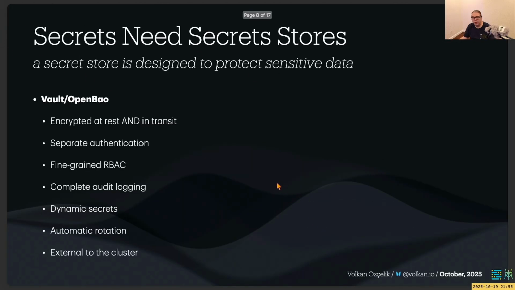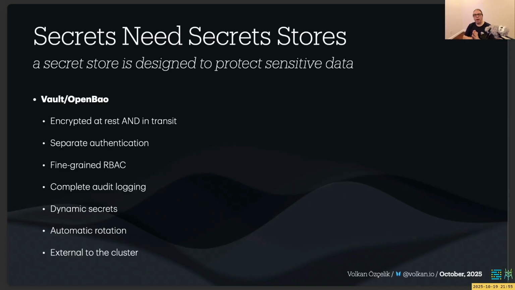So let's compare this with how Vault or OpenBao does secret management. Vault has encryption at rest and encryption in transit, so there is layered protection across storage and network boundaries. It has its own authentication mechanism, which is decoupled from the cluster identity control plane. So if you have a separate Vault, its trust boundary is different from your cluster. Vault has really fine-grained policy-based RBAC. Policies in Vault are defined per secret path rather than per namespace, which is much more granular.